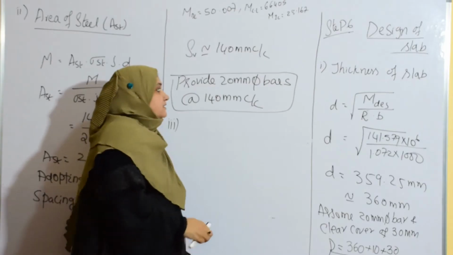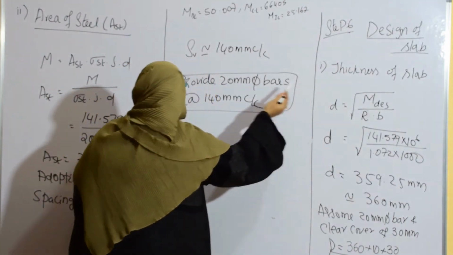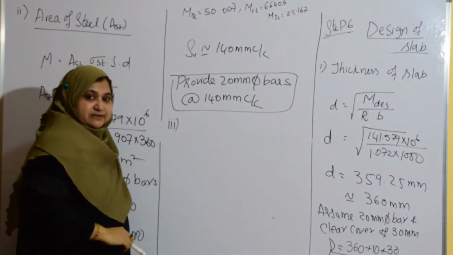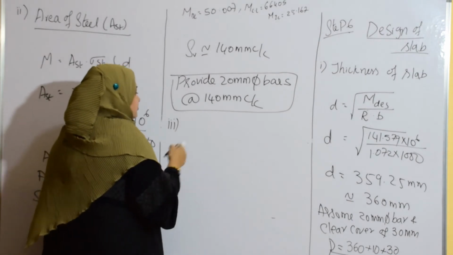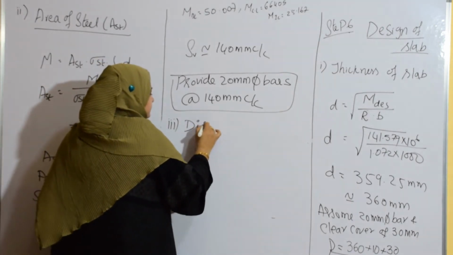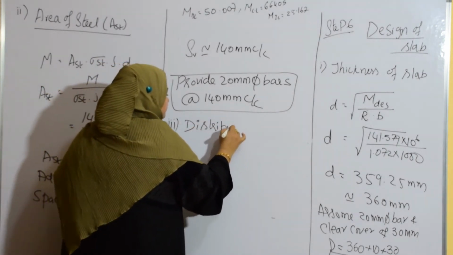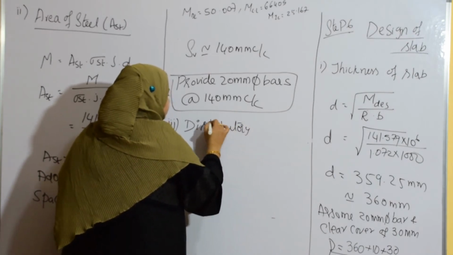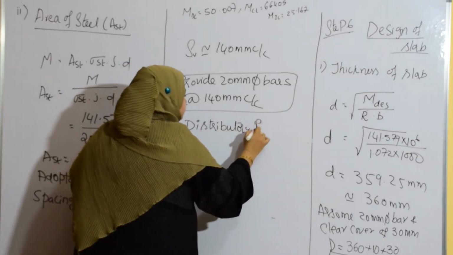The first, thickness of slab, is completed. Second is area of steel, we have completed main steel. Now coming to the distributory steel. Distributory or distribution, you can use any word. Distributory reinforcement.